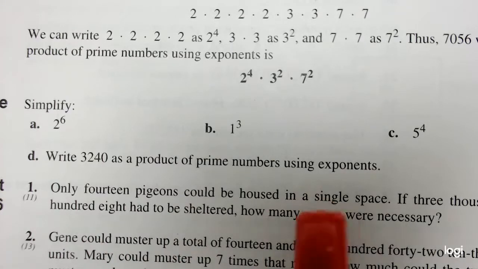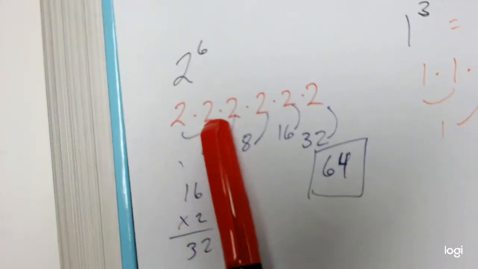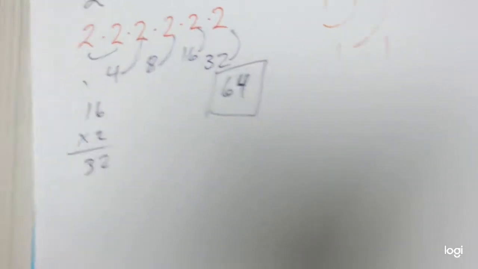So what they mean by using exponents is anytime we have numbers that repeat, instead of writing the number multiple times, like here, instead of writing 2 times 2 times 2 times 2, I can abbreviate it using exponents. So I'm going to show you how to do that right now.